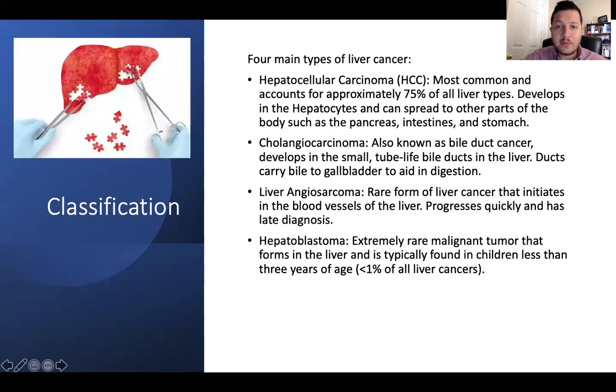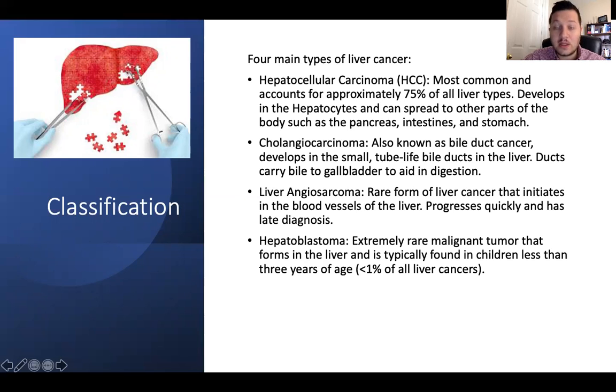So there's four main different types of liver cancers that is currently known. The most common type is hepatocellular carcinoma, also abbreviated as HCC, and it accounts for approximately 75% of all cancers. So it develops in the hepatocytes, and it could detach and spread to different parts of the body, whether it be the pancreas, intestines, or stomach, even the bones, and leading to other different types of cancers.